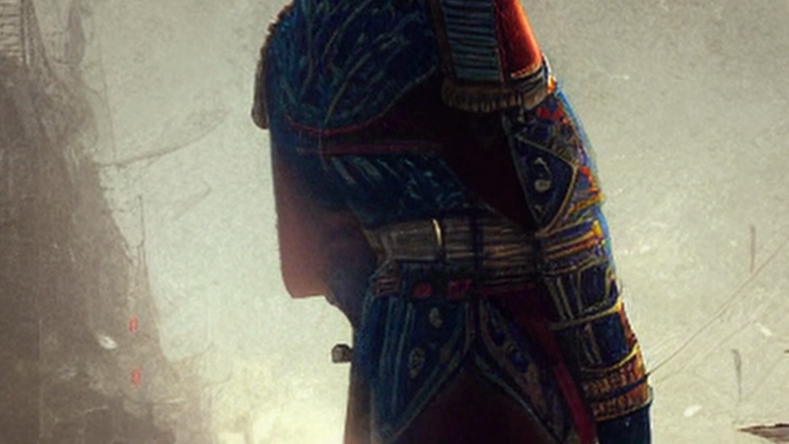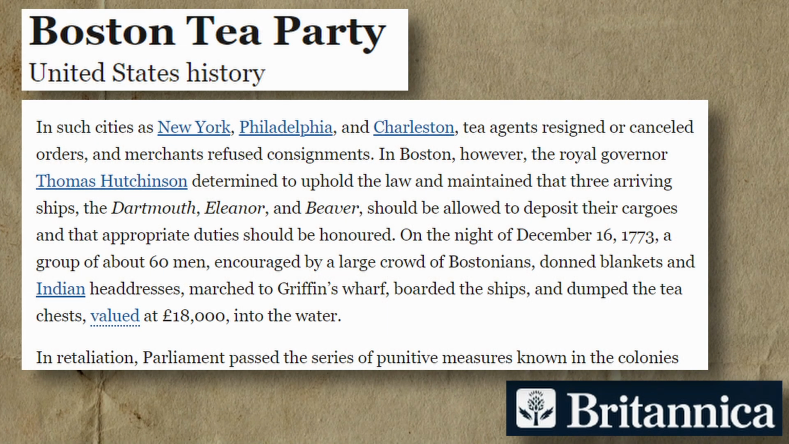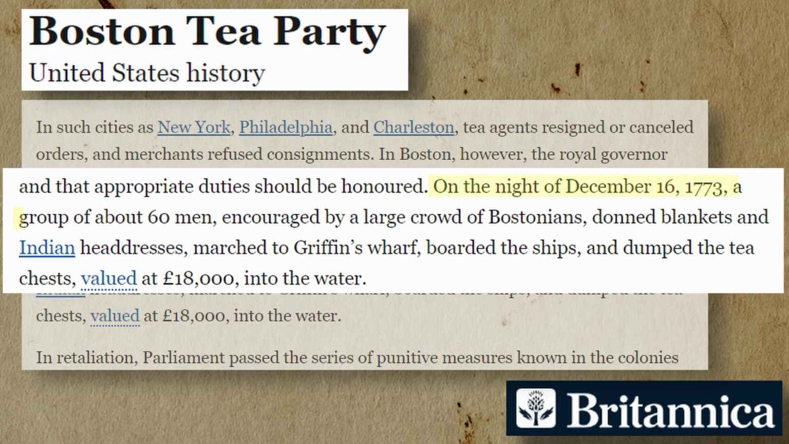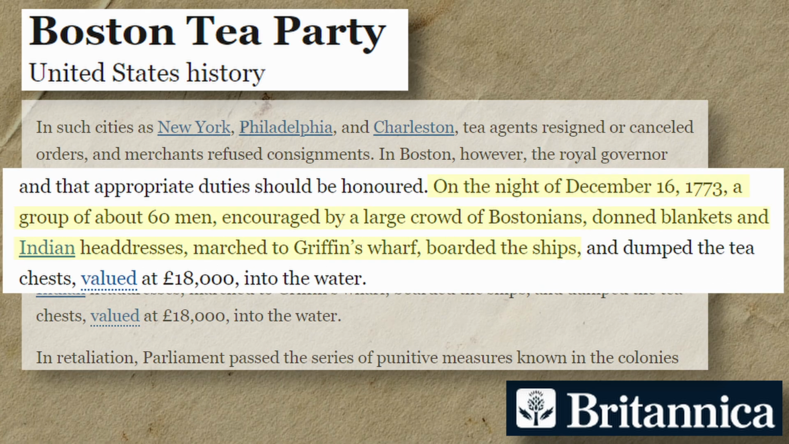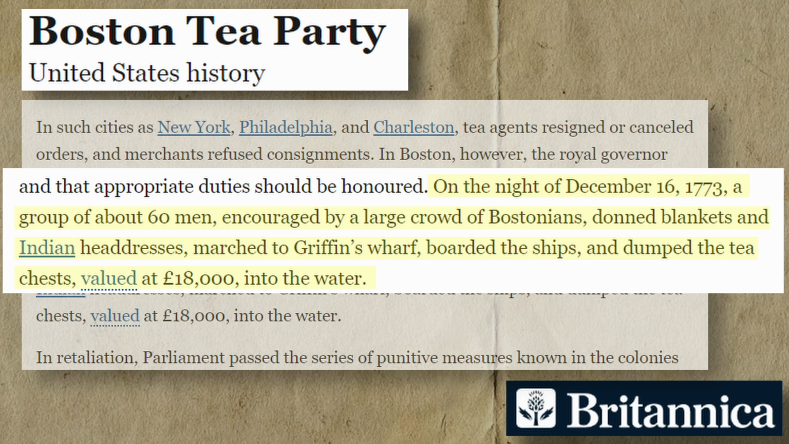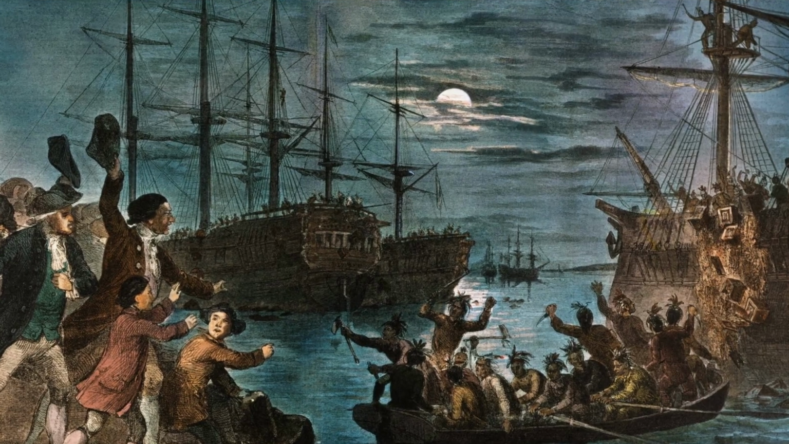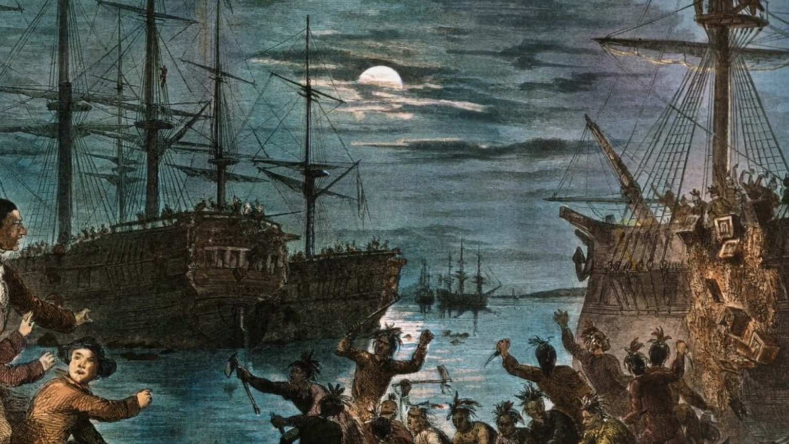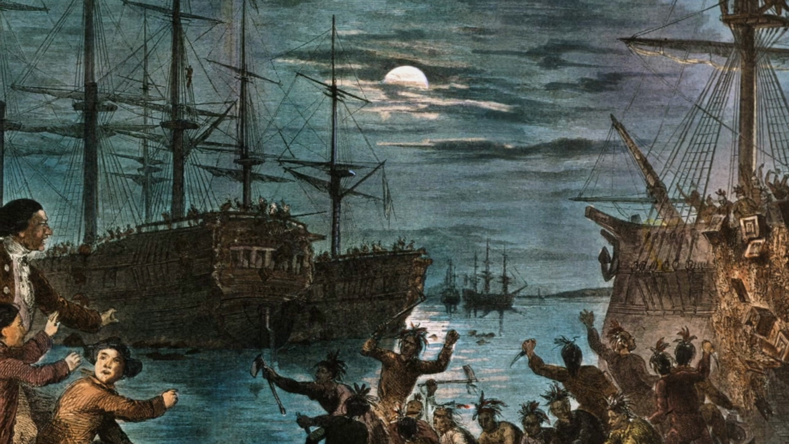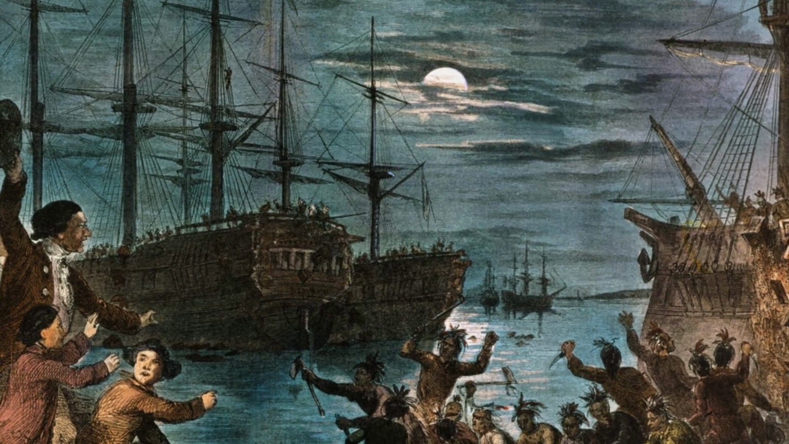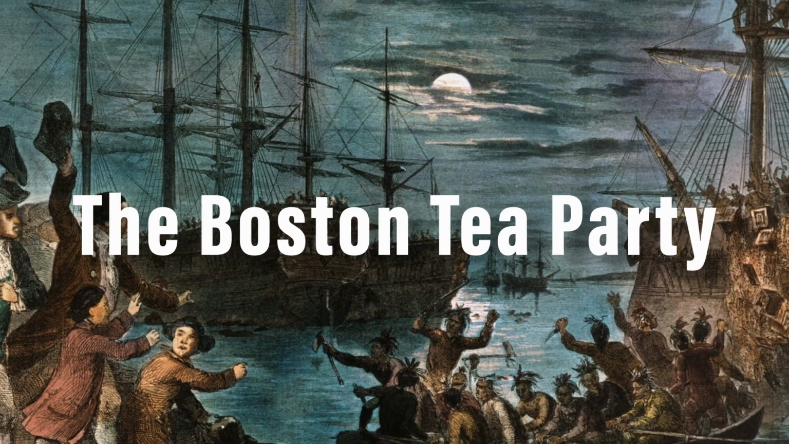Now you can probably just imagine the royal governor smugly looking at the port, enjoying his evening tea at a job well done. And then he sees some 60 men, some of them dressed as Mohawk warriors, forcefully boarding these 3 ships. And once they take over, they dump their cargo, all 342 chests of tea, into the water. This act was cleverly referred to as a party, the Boston Tea Party.